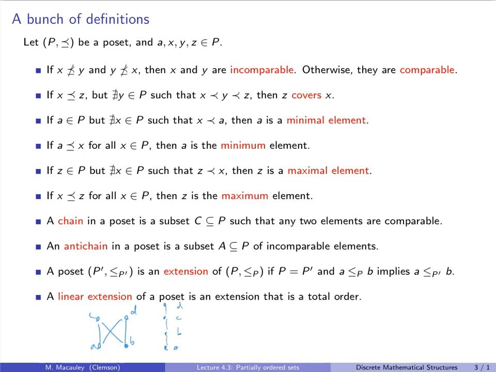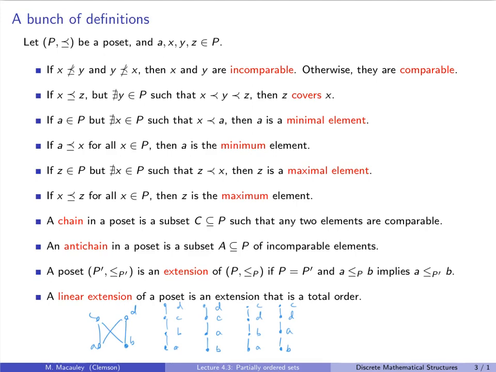So A, B, C, D is one possible linear extension, but of course there's no reason I have to put A first. I could put B first. So I could do B, then A, then C, then D. But also C and D, I could choose to do those in a different order. So I could do A, B, D, C. And then finally, I could do B, A, D, C. So all four of these are linear extensions of this poset.